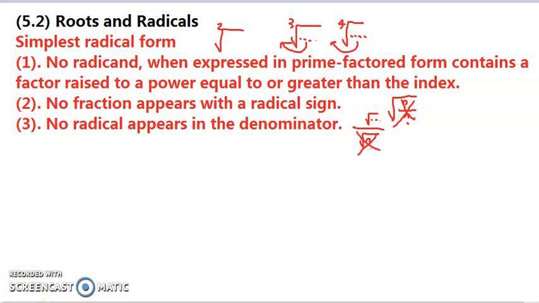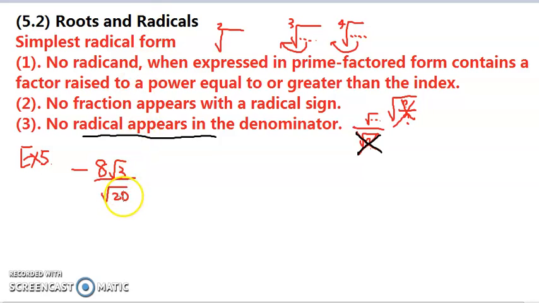Example 5: -8 square root of 3 divided by square root of 20. In this case, we can see there is a radical in the denominator, which is not allowed, violating the third rule. So what we're going to do is get rid of this radical in the denominator.